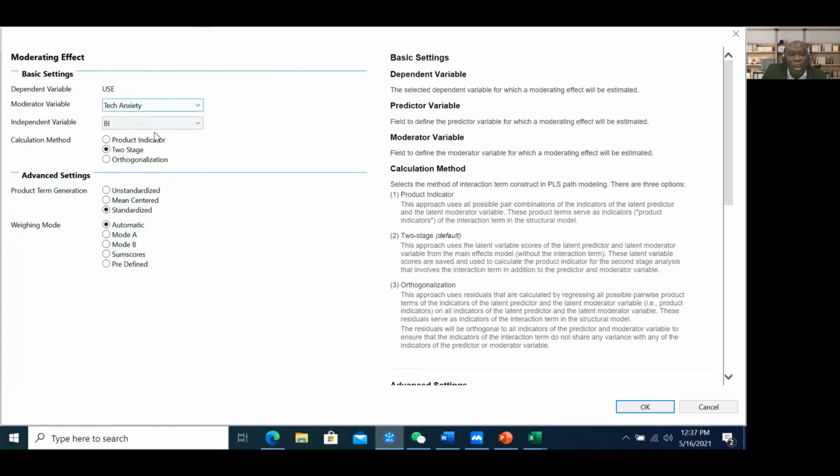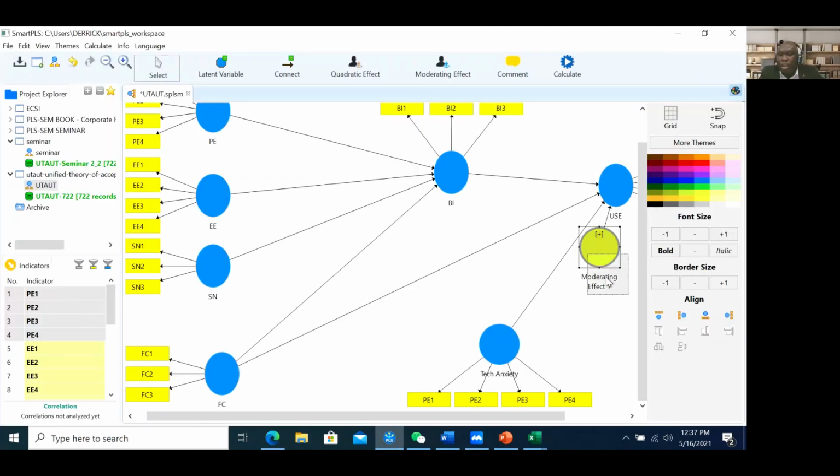use behavior. Okay, good. Now the calculation method, you can choose product indicator or two-stage indicator. What basically it means is that when you take the two-stage indicator, it takes the whole latent variable, puts the indicator variables for the various constructs together and then multiplies the other one. But when you take the product indicator, it multiplies each of the indicators. Okay, so let's see how it performs. So this two-stage. Okay, so we click OK, and you see it introduces a moderating effect over here.